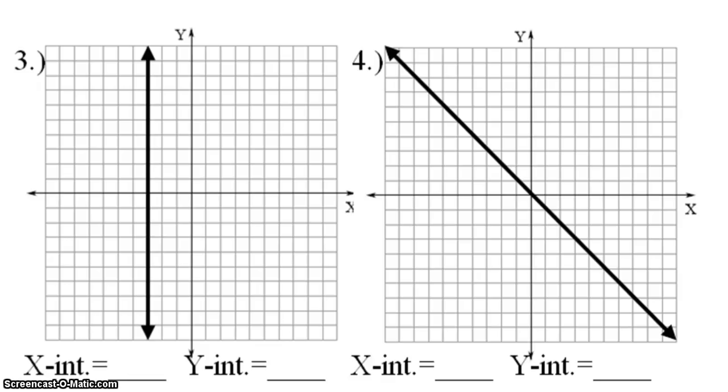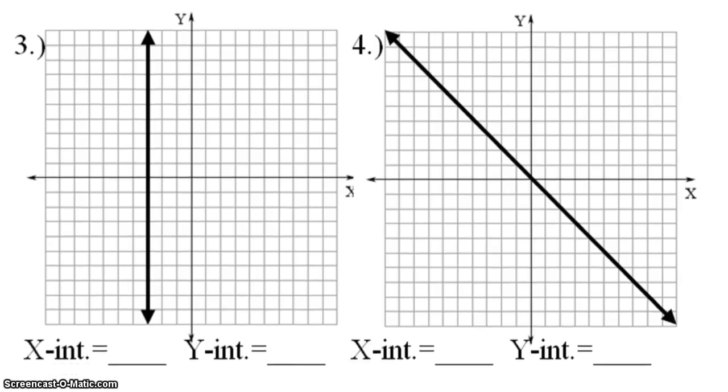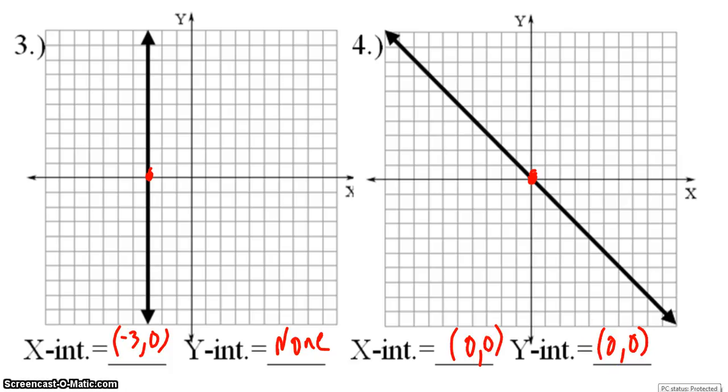Just a couple more. It's also possible you don't have a y-intercept. Like if you look at number 3, it does have an x-intercept. It does cross the x-axis at (-3, 0). But the y-intercept, there is none. So here's your x-intercept, (-3, 0). Y-intercept, because you never crossed the y-axis, there is none. And in 4, you'll notice that the line goes right through the origin, which connects the x and y axes. So the intercepts are actually (0, 0) for both cases there.